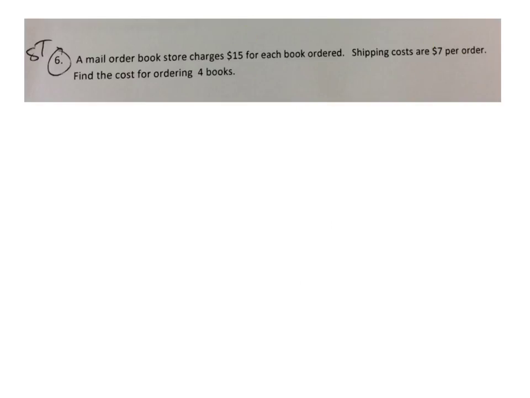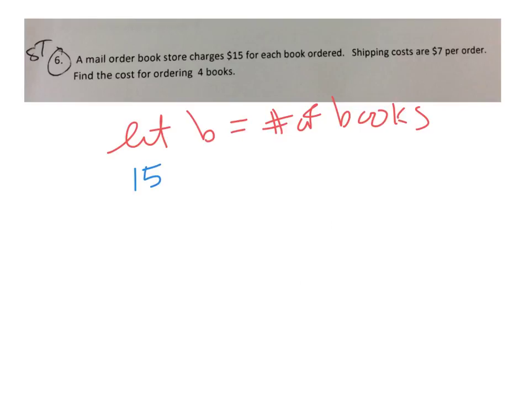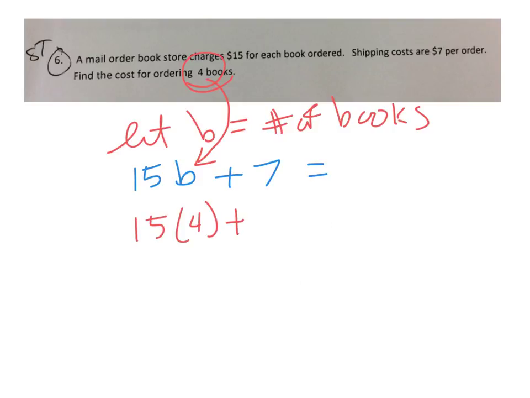That's all they charge. So, again, we're going to start out with a let statement like always. Let B equal number of books. So, what we'll look at then is $15 a book times number of books plus the $7 for shipping equals, again, we got to find that total over here, right? This one doesn't say we have a total amount of money to use, so a little more open-ended. Because it says then, what is the cost for ordering 4 books? You're going to plug that 4 in for your B. So we'll have 15 times our 4 plus our $7 shipping. That's going to be our total cost in the end.